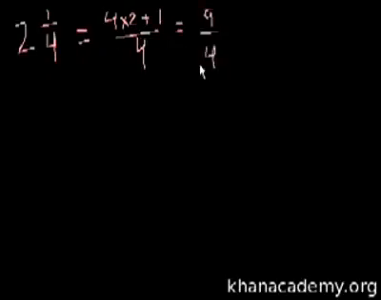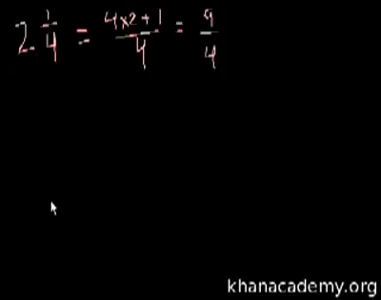Well, if we use the system that I just showed you, that equals 4 times 2 plus 1, over 4. Well, that equals 4 times 2 is 8, plus 1 is 9. 9 over 4. Now, I want to give you an intuition for why this actually works.